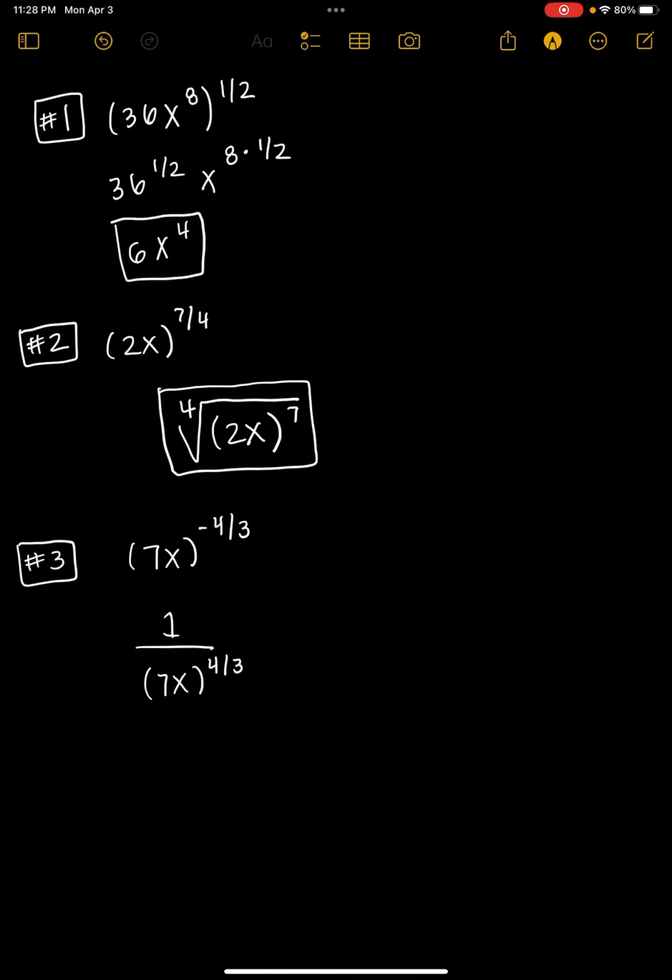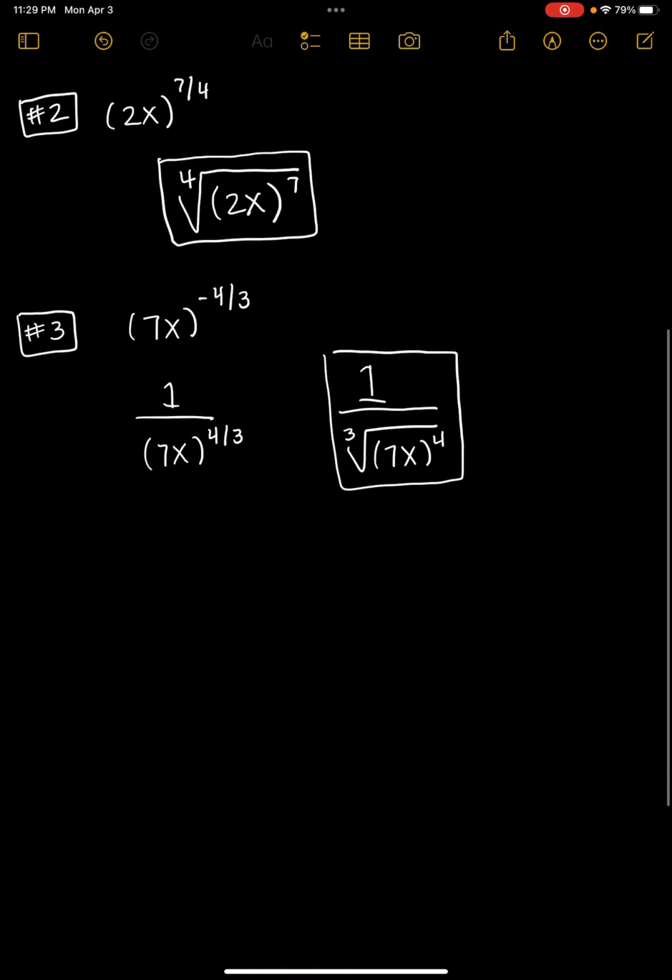Now that I have that positive exponent, I can do the same thing where I take the denominator, which is 3 in this case, of the exponent, wrap it around to make it the root, and it turns into the cube root of (7x) to the 4th power. And notice that it's still under 1, so you have to keep it in the fraction, but this is our final answer.